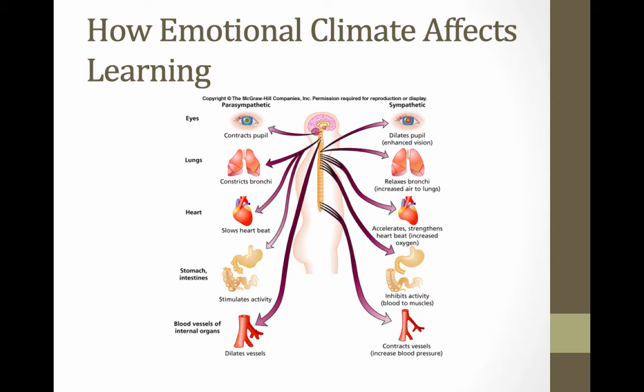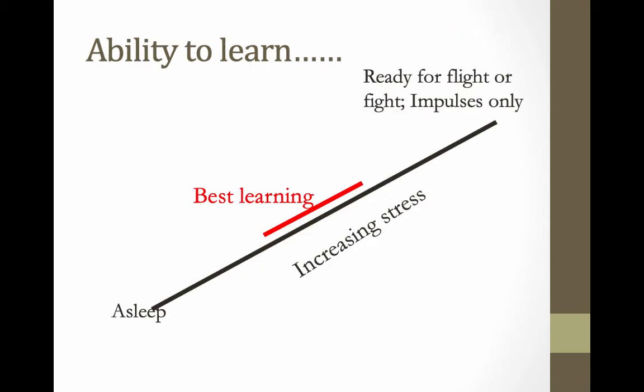They'd rather react. So what does that mean in the classroom? When our students get too stressed, we can't expect them to learn. They're not going to. There's nothing you can do to make them. And of course, if they're asleep, they can't learn either. So the best learning occurs when students are engaged but not stressed. So what do you do when they get stressed? You back off because they're not learning.